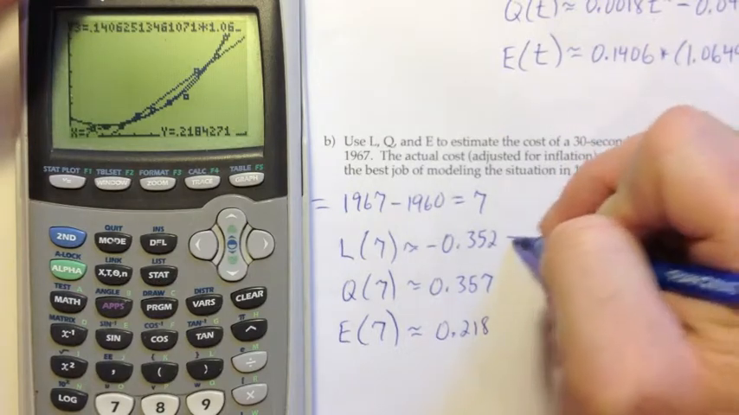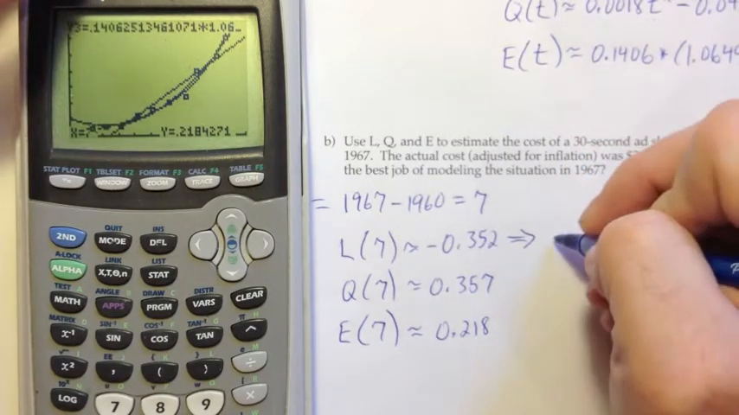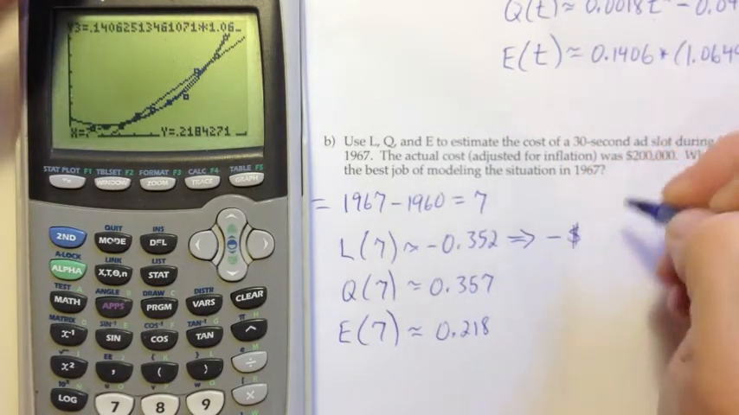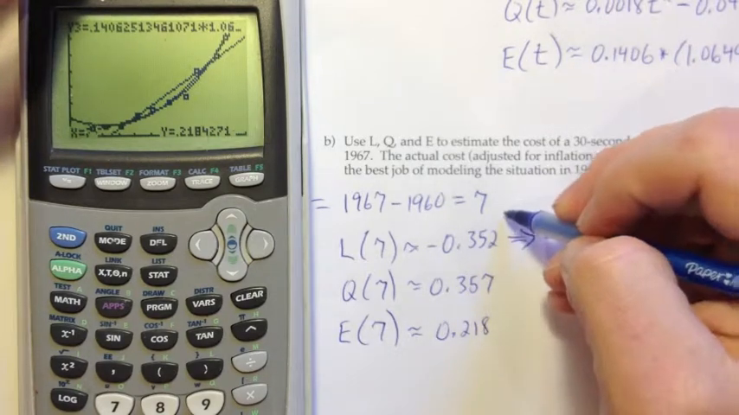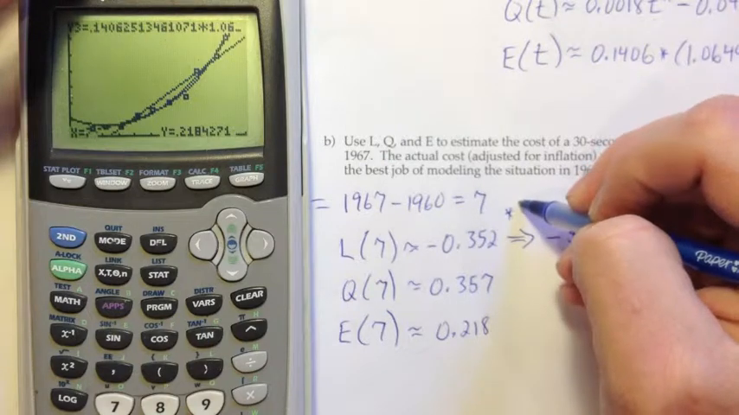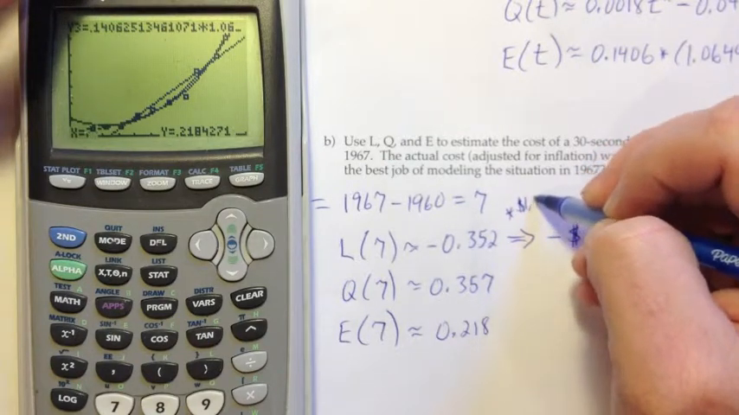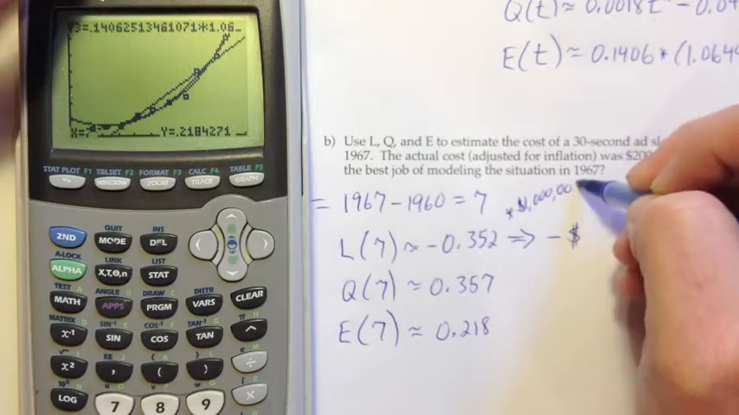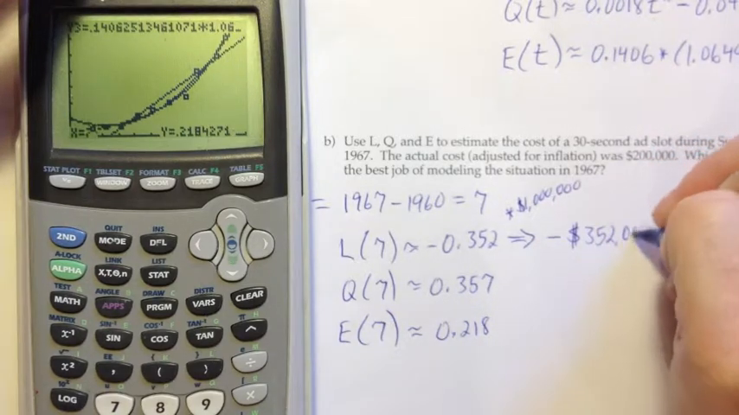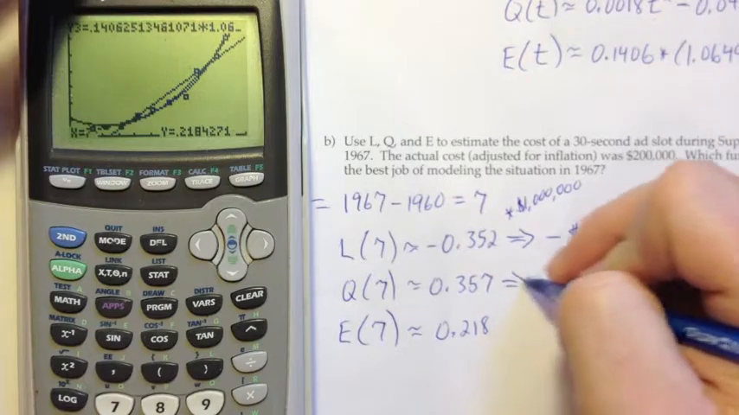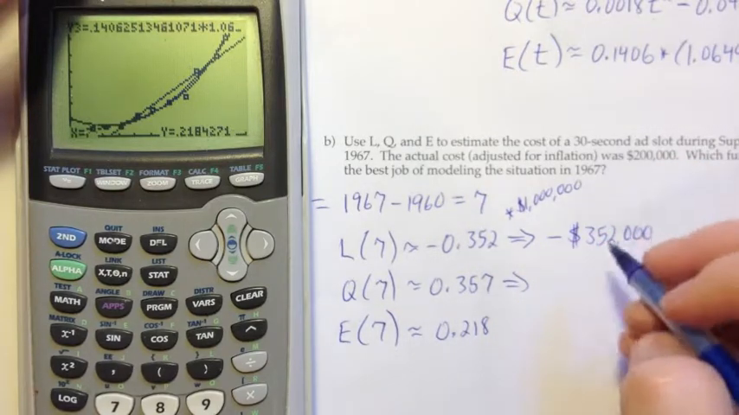It's predicting with a linear model that in the year of the first Super Bowl, a commercial would have cost negative. Now these are all in millions of dollars, so I have to multiply times $1 million. And that's going to move the decimal over 6 spots. So this would be negative $352,000 roughly. This one is negative, right? So that doesn't make any sense.